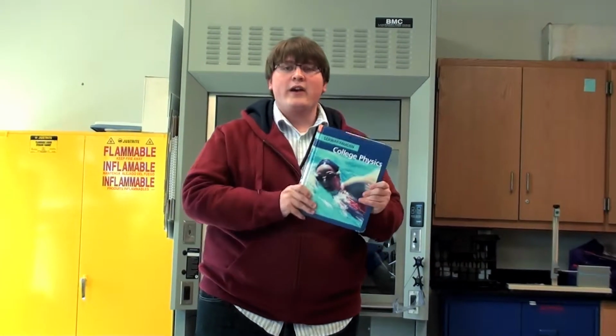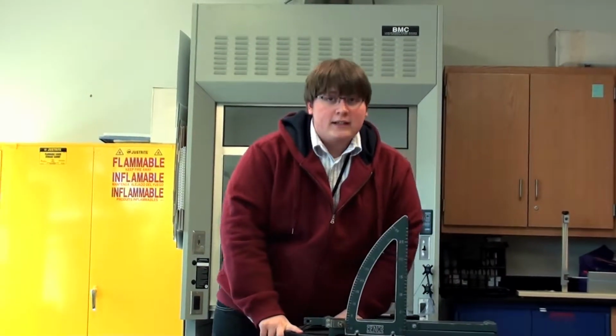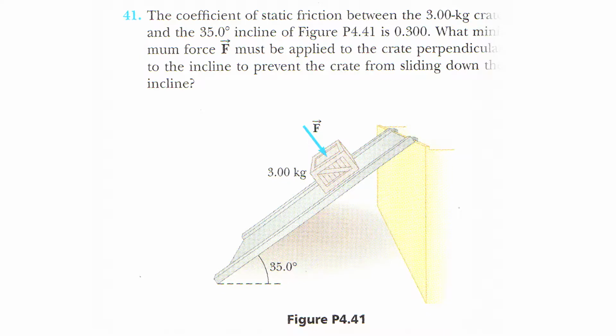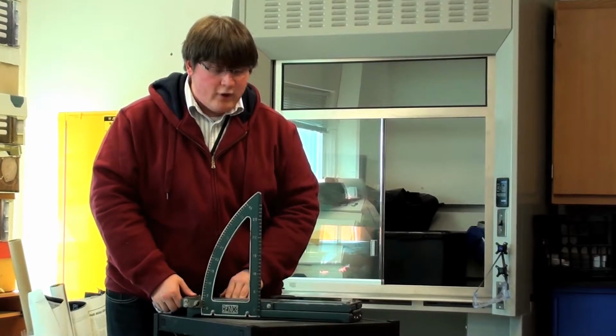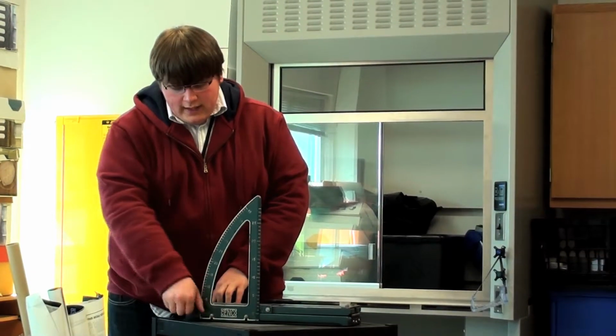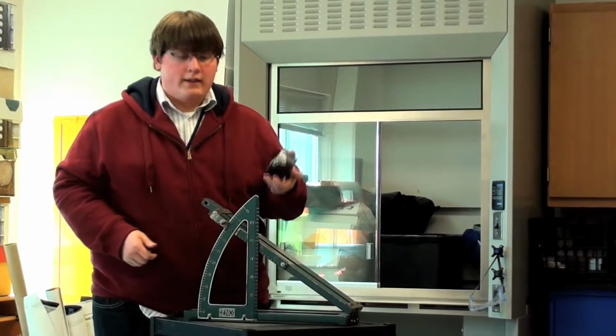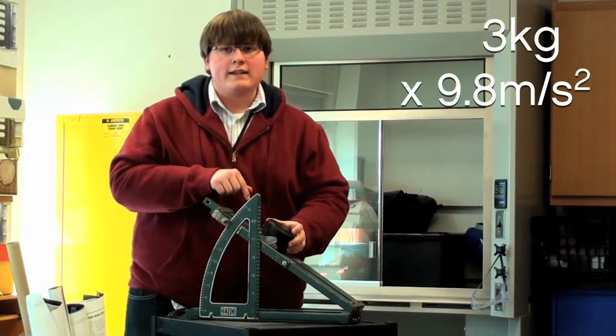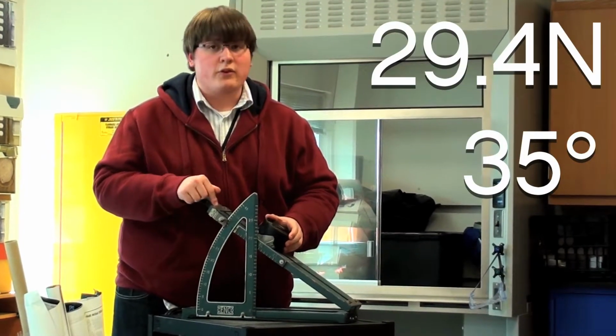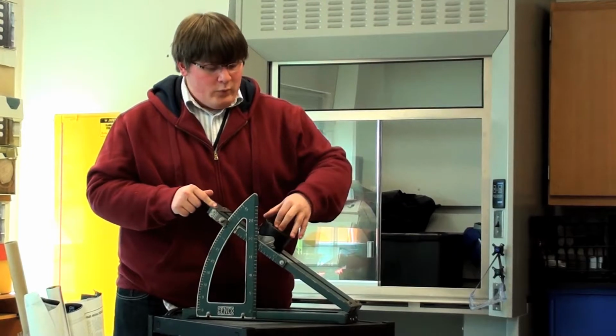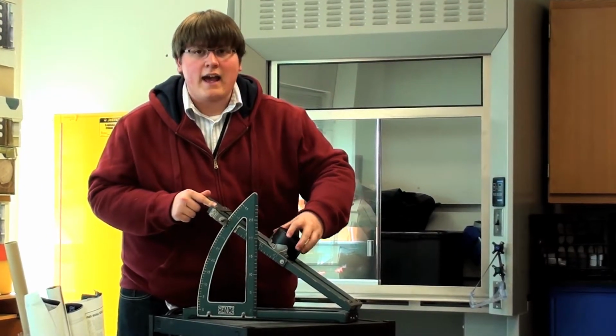We're going to be using Serway and Vuille's College Physics, Chapter 4, Textbook Problem 41. This deals with an inclined plane with a weight on it. Now, I've put a bit of duct tape on here to increase the coefficient of friction. So when I bring it up to 35 degrees, and I put a weight on it, you'll see that a 3 kilogram weight at 35 degrees with a coefficient of friction of 0.3 will just barely start to slide down.